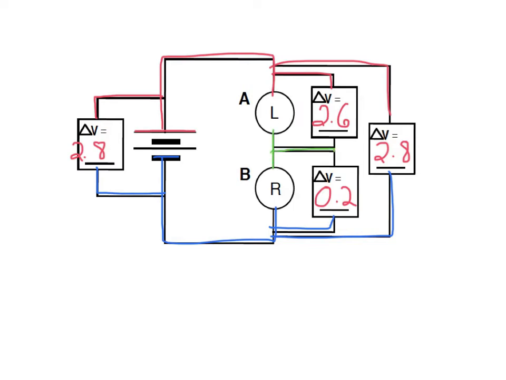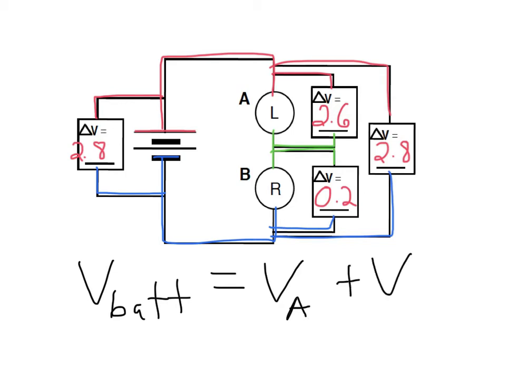So if I make these wires green, then notice what I have is red to green is a big pressure difference. Green to blue is a small pressure difference. But I am noticing the same principle I saw before, which is that the voltage of the battery, which in our case is 2.8 volts, is equal to the voltage across the long bulb, which was 2.6, plus the voltage across the round bulb, which is 0.2.